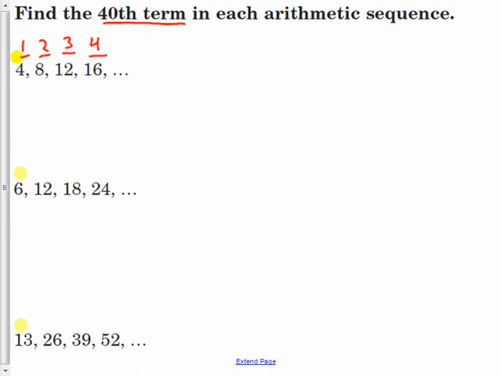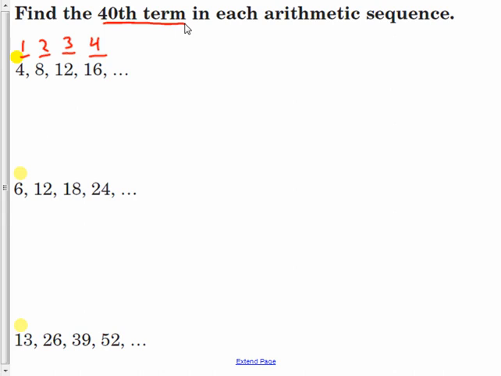All right, so my first number is 4, my second number is 8, my third number is 12, my fourth number is 16. What relationship can you see? Take a look. How much are we going up by? A lot of times that helps. We're going up by 4s.